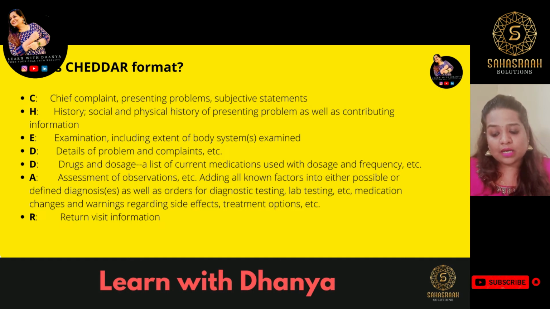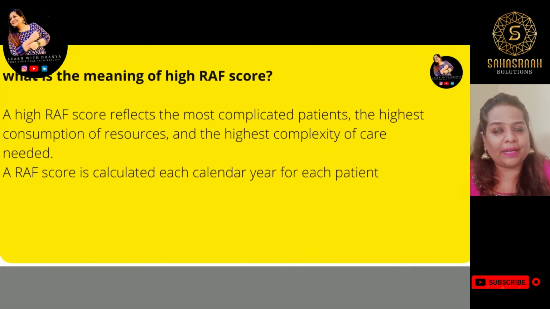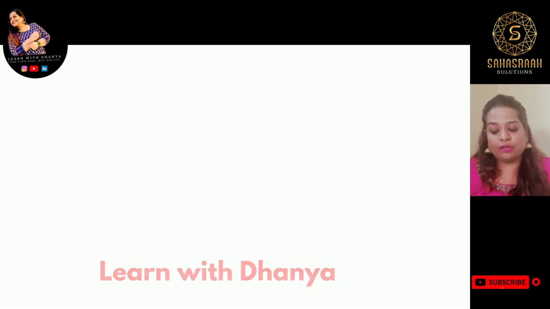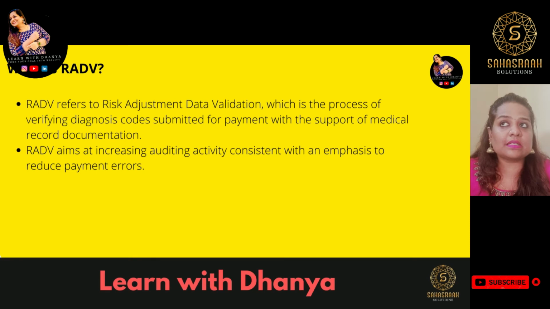And the next one is, what is the meaning of high RAF? High RAF, risk adjustment factor. A risk adjustment factor score reflects the most complicated patient. As we saw in part 1, a patient with the highest risk score is considered a complicated patient. The highest consumption of resources and the highest complexity of care will be needed for that patient, and the risk adjustment factor is calculated every year for each patient.